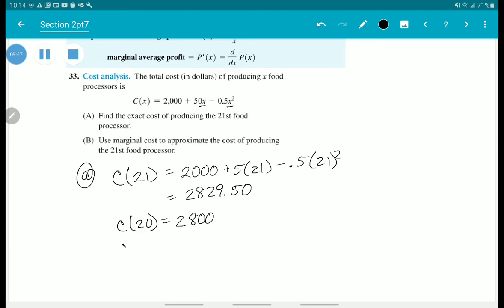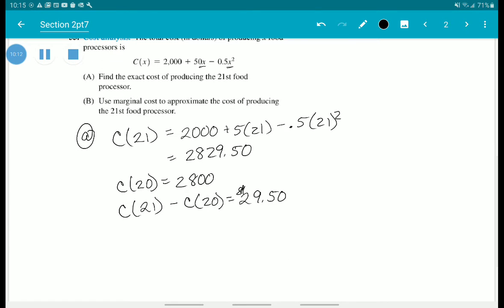So that exact cost for the 21st, if I take the total cost for producing 21 items and I subtract the total cost for producing 20 items, that's going to give me that difference. And that tells me the cost of producing that 21st food processor. So you can see that's quite a process to get to what that exact cost would be. Marginal analysis will make this just a little bit easier.